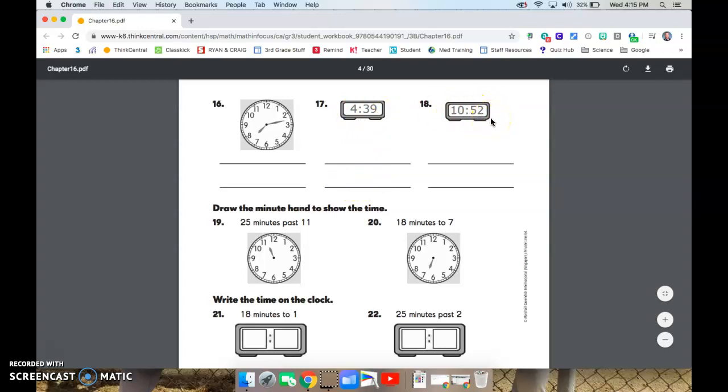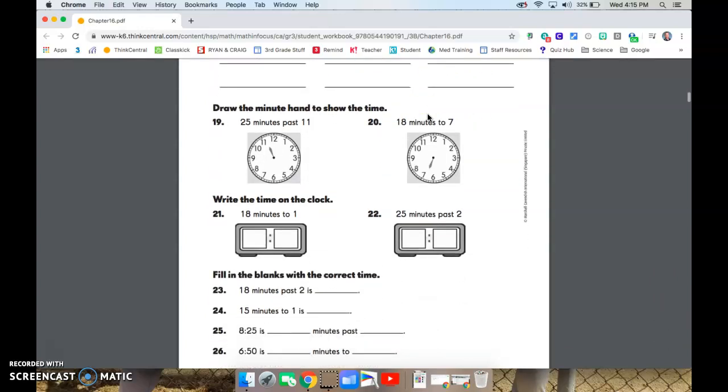10:52. There we have 52 minutes past 10. Or only 8 minutes to 11. All right, draw the minute hand to show the time. So 25 minutes past 11.